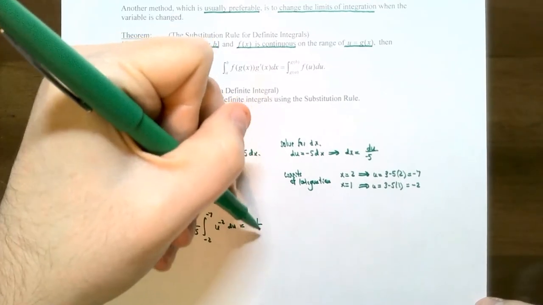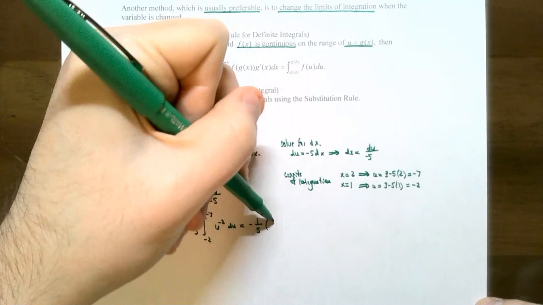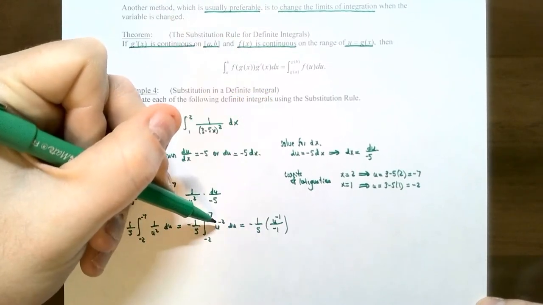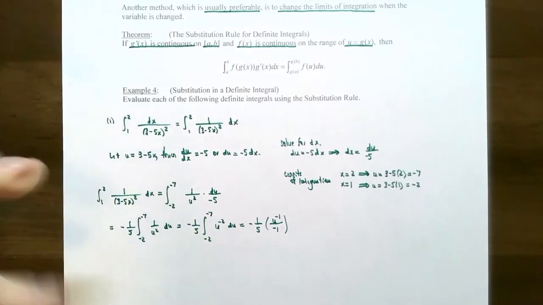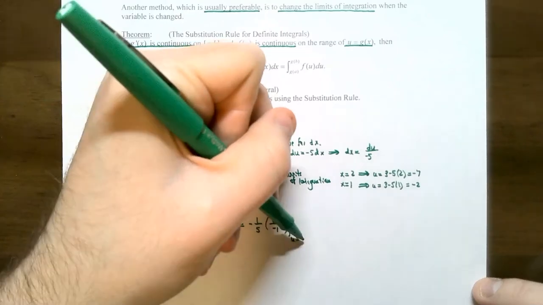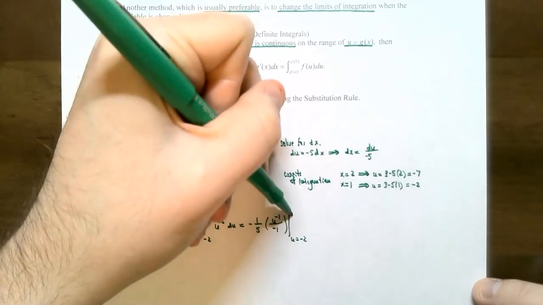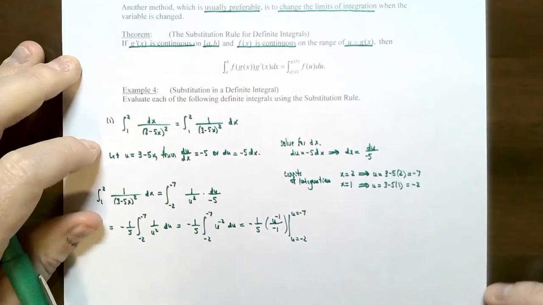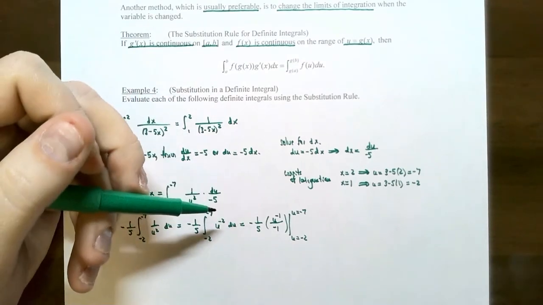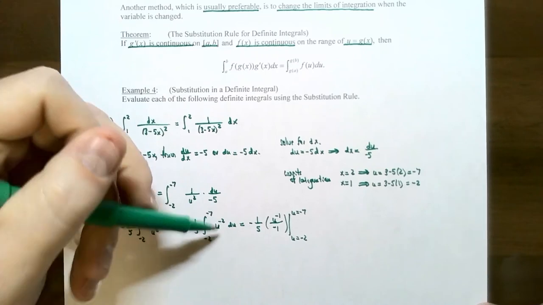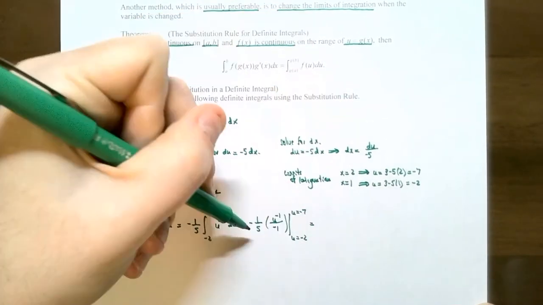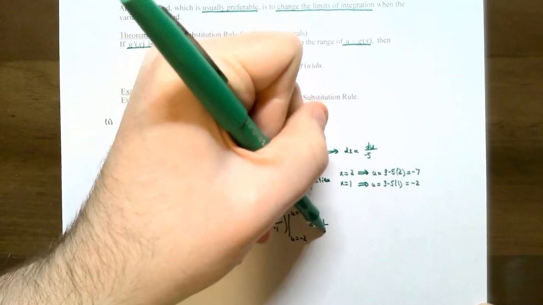So negative 1/5. The antiderivative is u to the negative 1 divided by negative 1, after you add 1 to the exponent and divide by the same value, and evaluate, but this time it's u equals negative 2 and u equals negative 7. So notice I don't have to go back and replace the u now because the limits of integration were already changed. So the negatives make this positive 1/5.